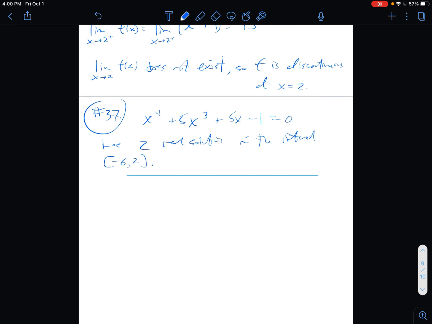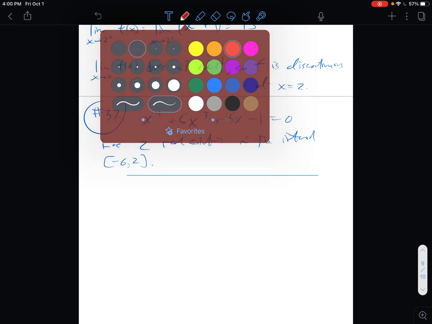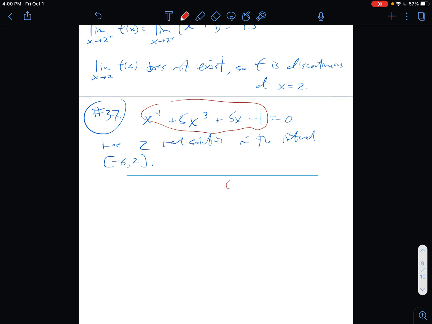So let's just try plugging in really easy things, and let's give this thing a name. I'll call this f of x, and this is me playing around. I'm going to fix it later on. So that's f of x. F of 0 is really easy to plug in, that's -1. F of 1, if I plug that in, that's pretty easy. That's 1 plus 5 plus 5 minus 1, which is 10. Trying to figure out when it's 0, already I have a negative and a positive. Problems like this probably use the intermediate value theorem.